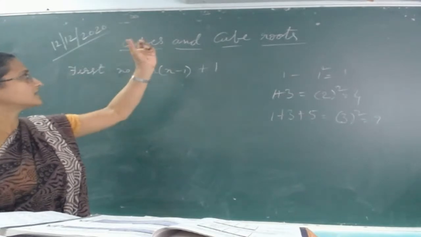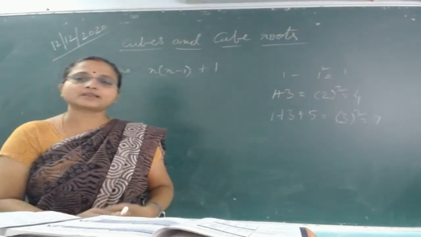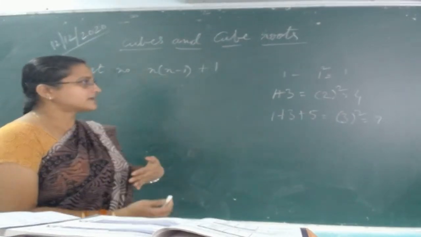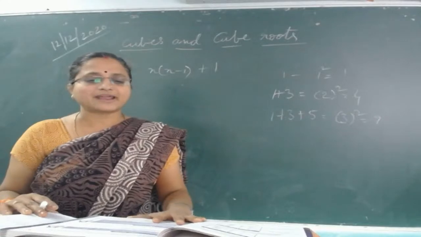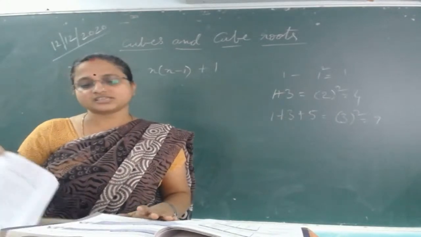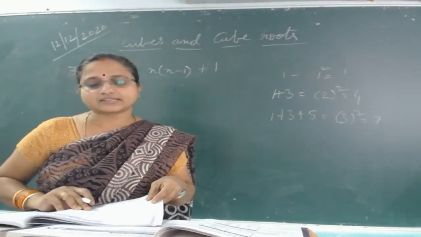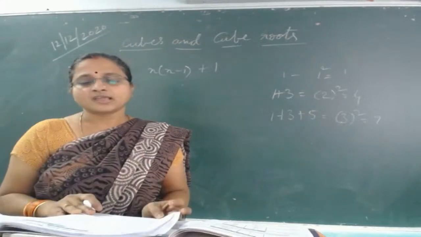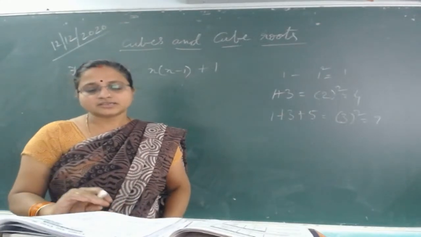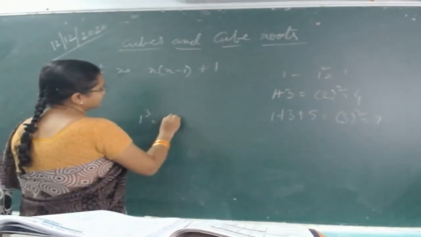But now we are learning about the chapter cubes and cube roots. Cube means what? If we multiply the same number 3 times, then its cube will come. Understand or not? Here also one pattern is there, that is adding consecutive odd numbers. Adding consecutive odd numbers, we will get the cube of a number. See, first one is 1 cube, that is equal to 1.